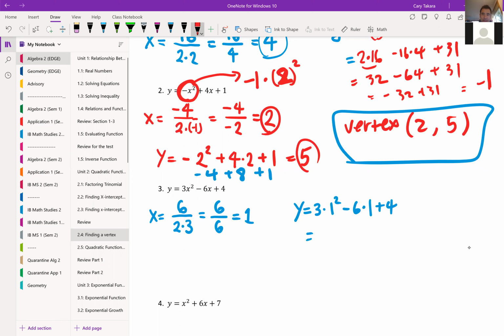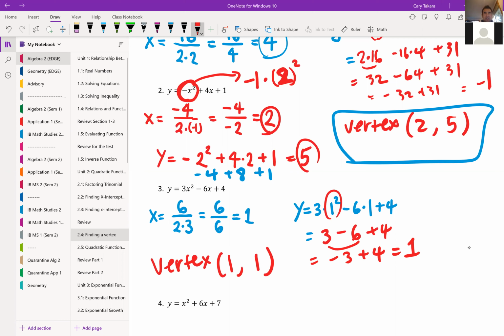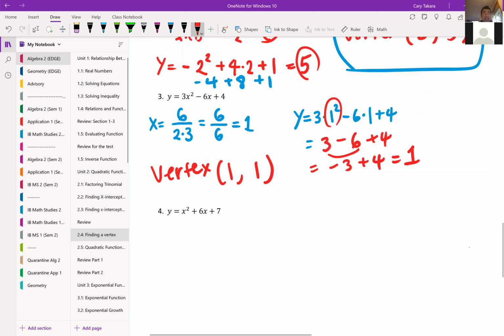Now 1 squared is just 1. So 3 times 1 is 3. Negative 6 times 1 is negative 6, plus 4. That's negative 3 plus 4, so it's going to be positive 1. So the vertex is 1, 1. Great job. Did you get that? Last question.